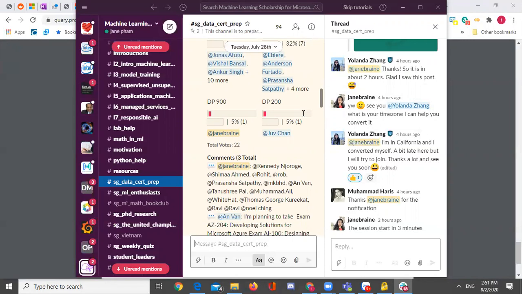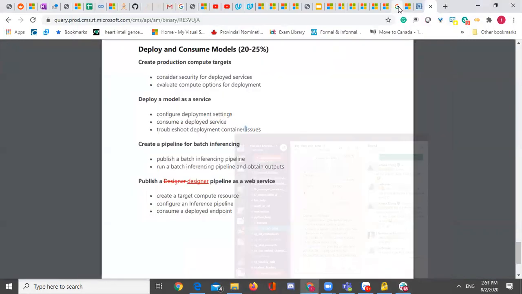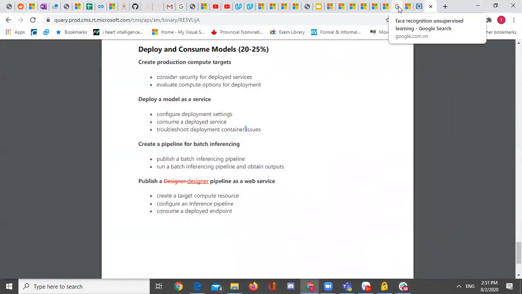I think it's very good because I have been checking on other trainers, and there are not many trainers doing this kind of data certificate preparation. So we could be the pioneer for this group. It would be very interesting to see. Yes, true, let's hope so.